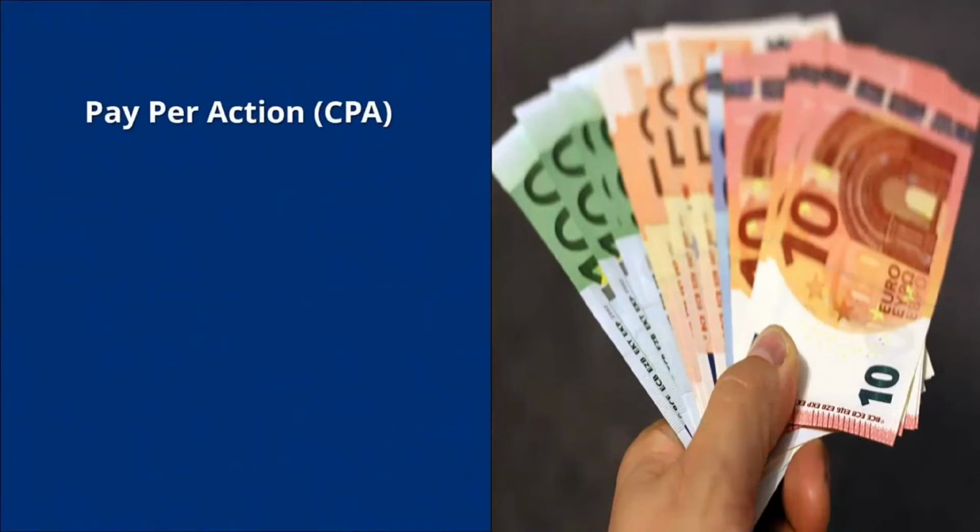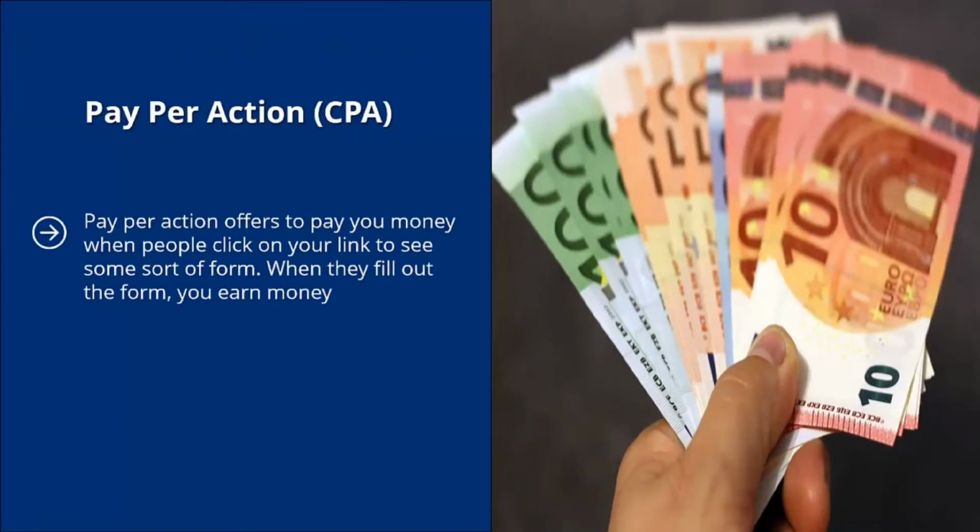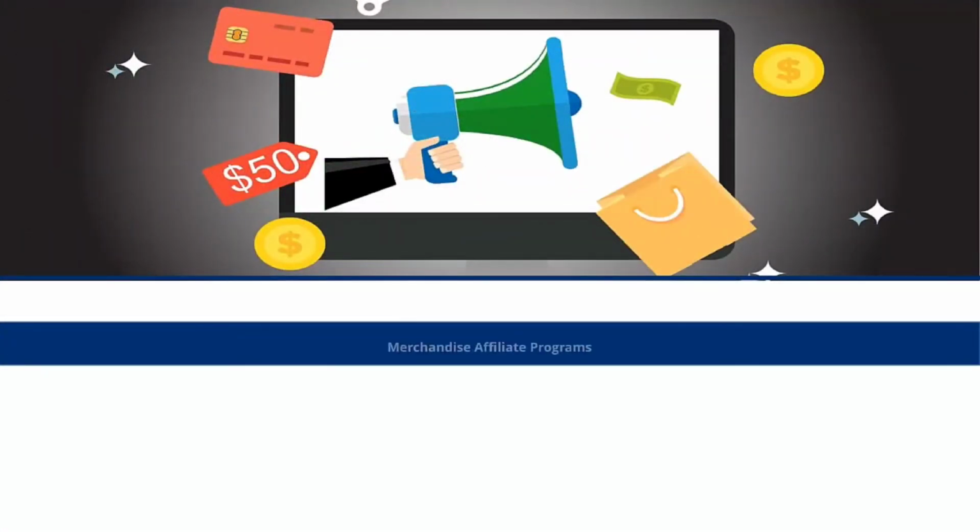Pay-per-action, CPA. Pay-per-action offers pay you money when people click on your link to see some sort of form. When they fill out the form, you earn money. Pretty straightforward, right? CPA involves less friction to the user. Oftentimes, people just need to enter their email address for you to make 20 cents to up to $1. Not too bad.